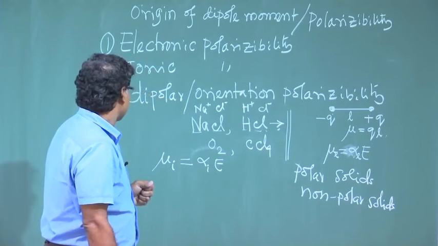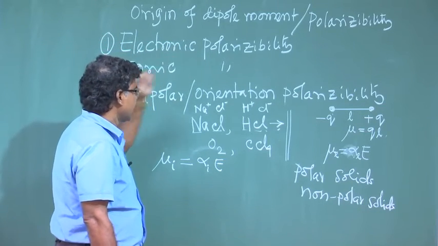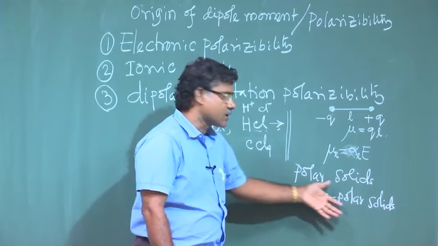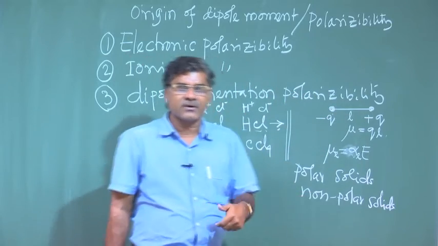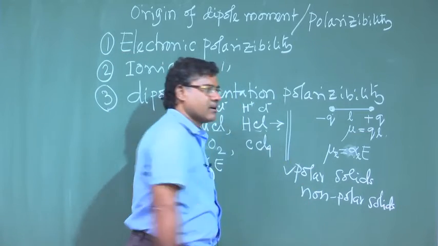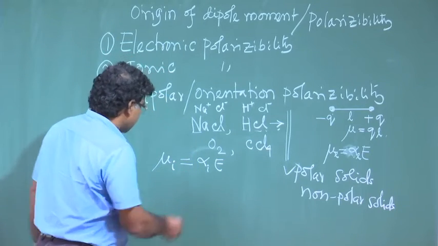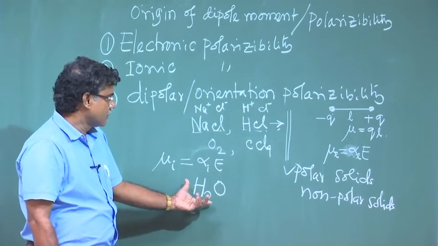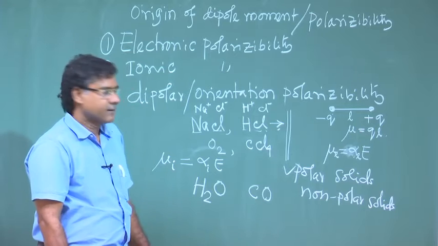So, electronic polarizability and ionic polarizability are common for polar solids and non-polar solids. The third one, dipolar or orientation polarizability, is only for solids which are polar, meaning they have a permanent dipole moment, like water, H2O. Water is a polar material, carbon monoxide is a polar material.